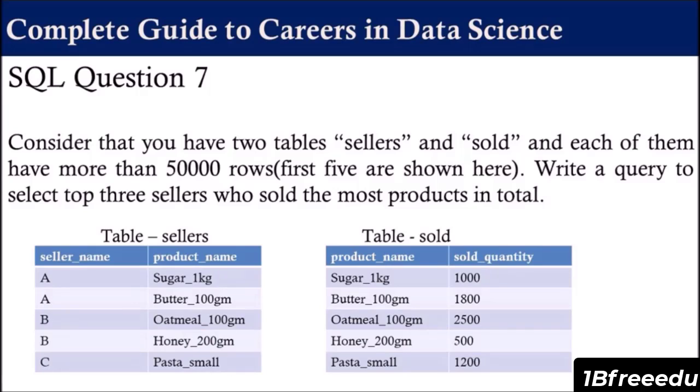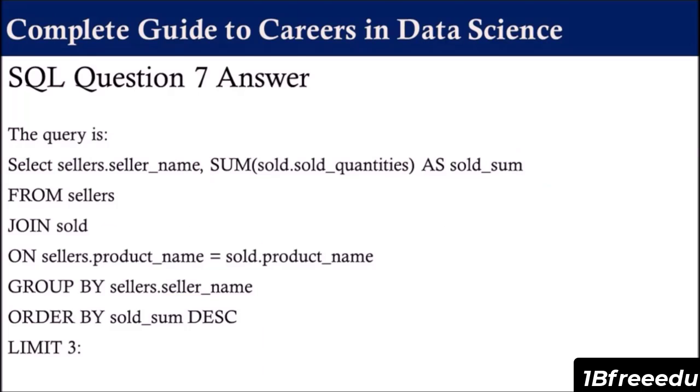The seventh question in SQL is, consider that you have two tables, sellers and sold, and each of them have more than 50,000 rows. Write a query to select top 3 sellers who sold the most products in total. Let's have a look at the answer. The query to find the top 3 sellers who sold the most products in total is shown here.